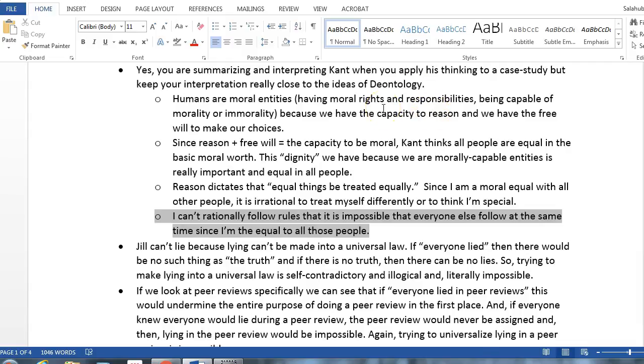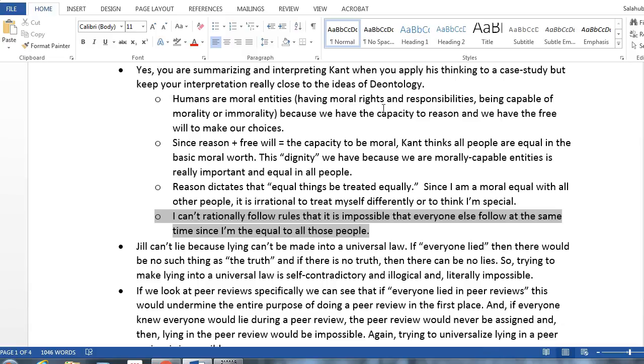Human beings are moral entities. That is, human beings have moral rights. We have moral responsibilities and duties. We are capable of being moral or immoral, right? We have the capacity to value things or not value them. And we can only do those things because we can reason and because we have free will, right? Those are the things that allow us to even, I'll say, do morality.